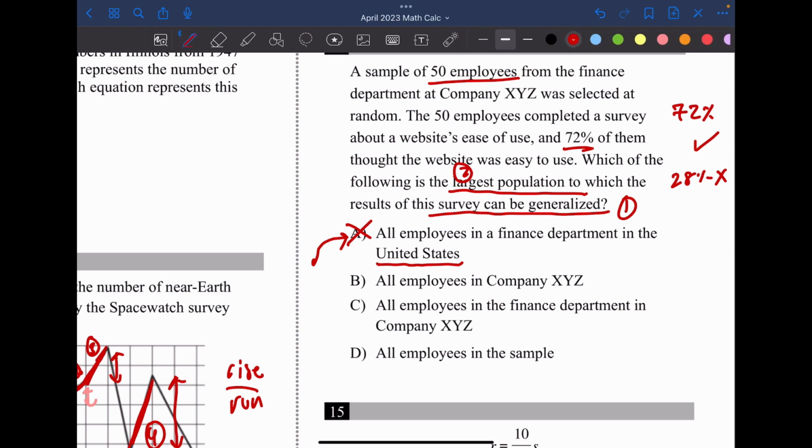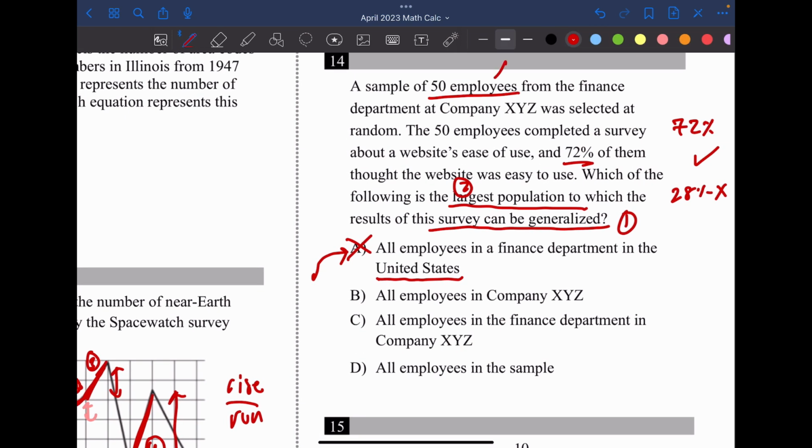Part B, all the employees in company XYZ. This is also wrong because the employees were all from the finance department. If you get someone from the custodial department, where they clean, they probably would not have the same amount of knowledge. That means B is also wrong because they just wouldn't know as much and their expertise would be in some other department. So yeah, B is wrong.